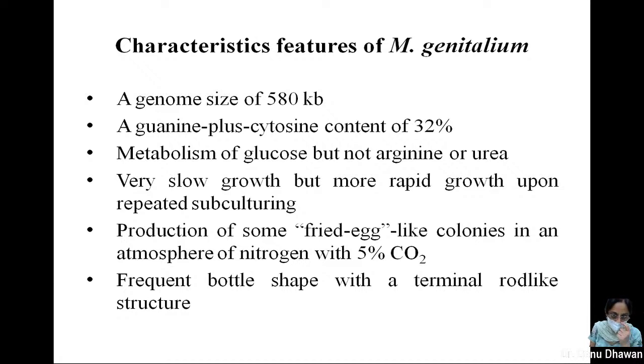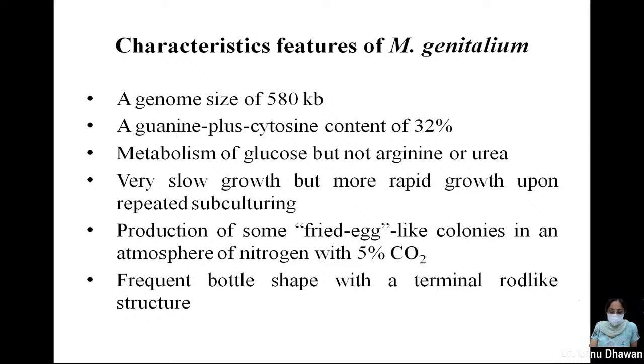Now coming to the characteristic features of M. genitalium, again the same small genome size, GC content of 32%. Here it metabolizes glucose, not arginine or urea. Ureaplasma metabolizes urea. Mycoplasma hominis metabolizes arginine. Mycoplasma genitalium metabolizes glucose.